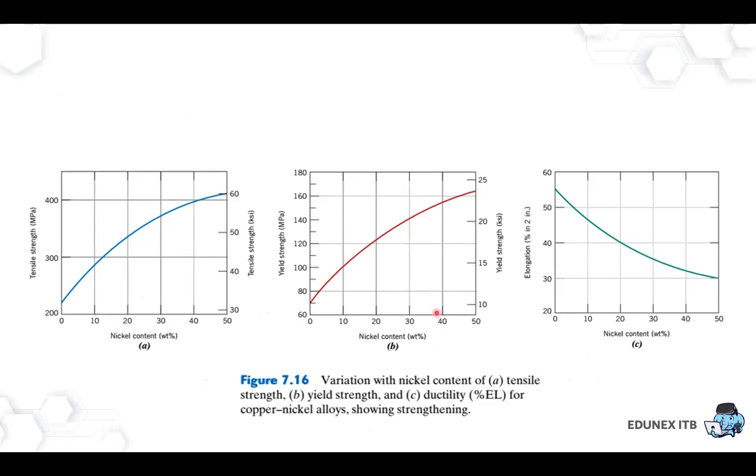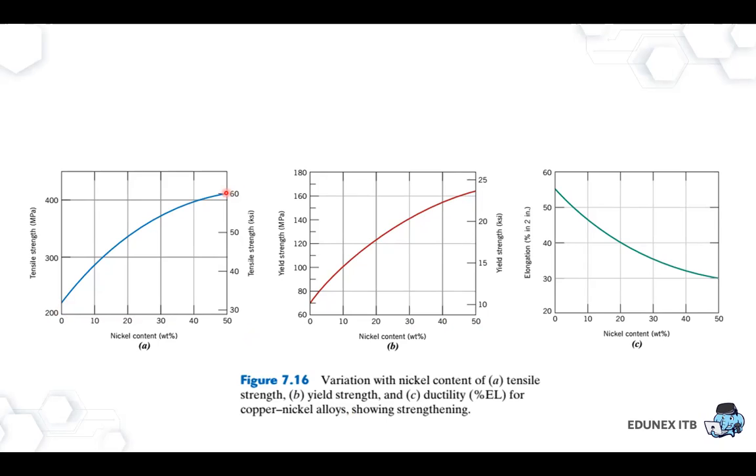This is the graph of tensile strength versus nickel content, between nickel and copper alloys. This is pure copper. The tensile strength is only maybe 220 megapascal, but if you increase the nickel content progressively, it will increase to almost 2 times, up to 400 something.